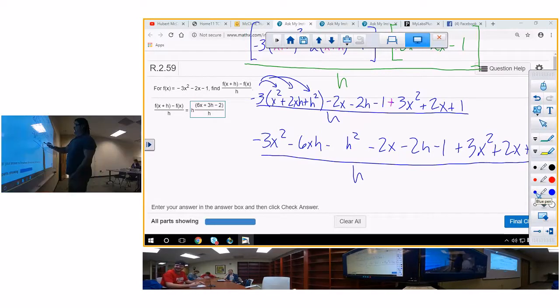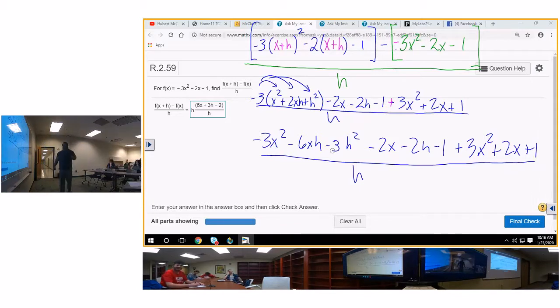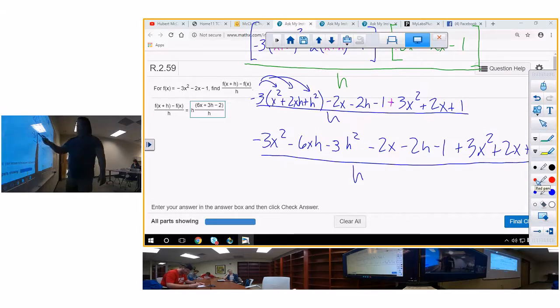Negative 3h squared. Is that okay for you, Jake? Oh yeah, that looks much better. Now, what's going to cancel? Let's take out our handy dandy red pen and cross out the negative 3x.